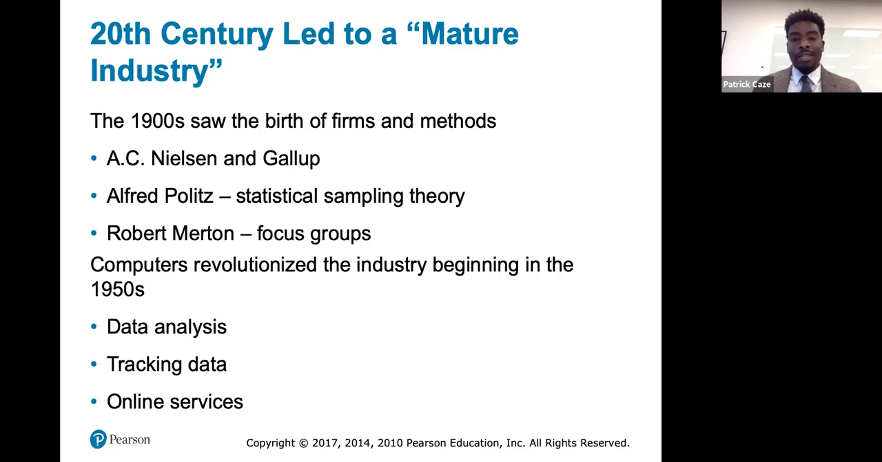Between the data analysis, between the tracking data and the online services, computers once again, at the very onset, changed how people did statistics and how they did research. Because now we could compute and calculate things a whole lot faster than a human could. And so we see that playing out today, where technology really propels and makes us more efficient in the jobs that we're doing. It provides us information at a much quicker and faster rate than a person could.